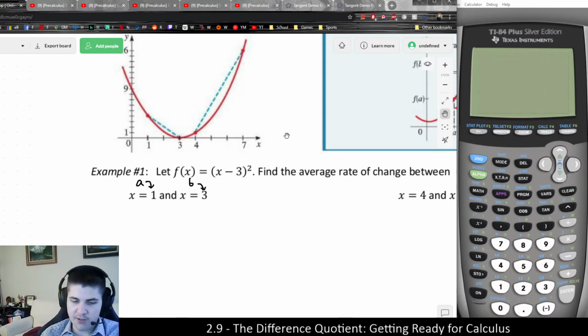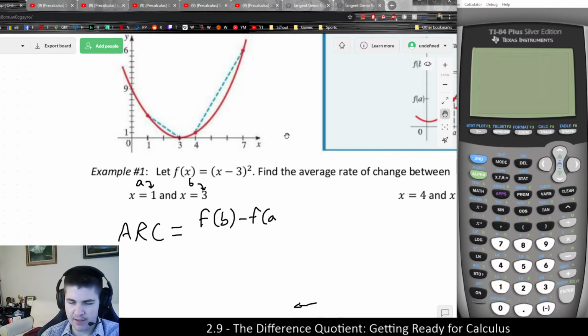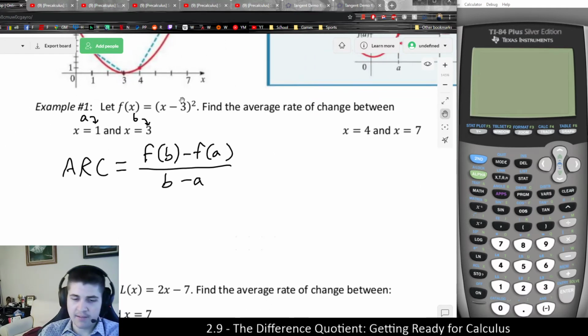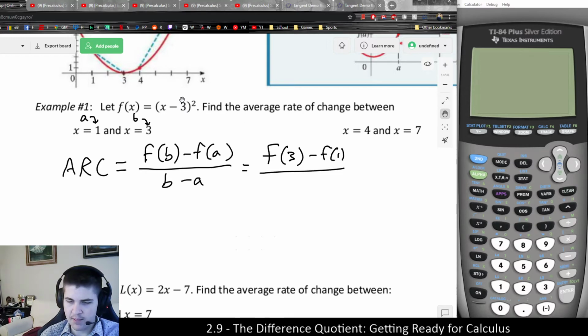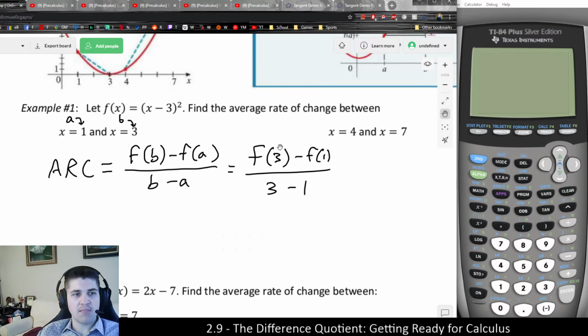And if I want to find the average rate of change, it is equal to f of B minus f of A divided by B minus A. And I could just plug in B and A into the formula. Basically, B is just one of my positions, 3, and A is 1. B is 3 and A is 1. And this would give me a formula for the average rate of change.